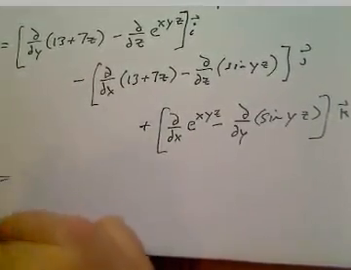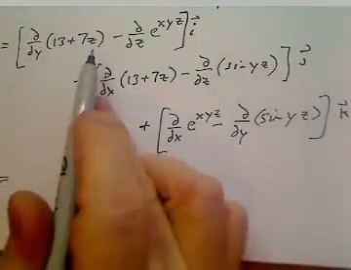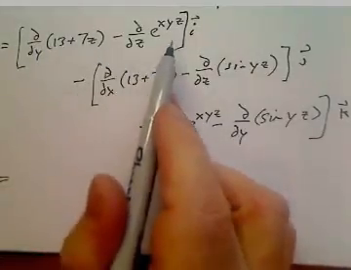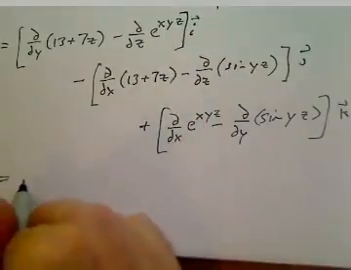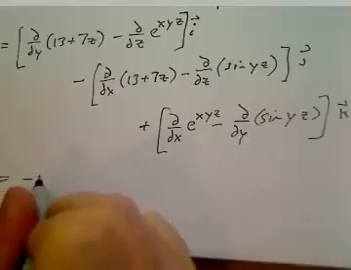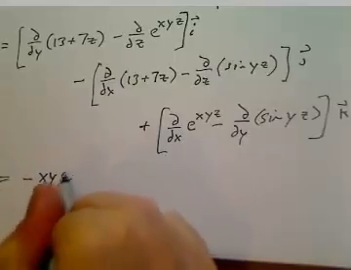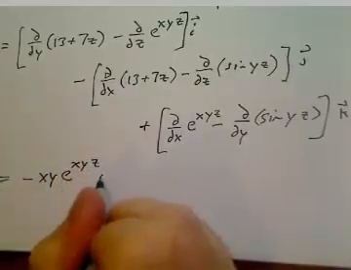And now for our final step, we just have to evaluate these partial derivatives and write this as a vector. So this guy here is going to be 0, and then with respect to z, my x and y look like they're fixed, and so I'm going to get negative xy e to the xyz i.